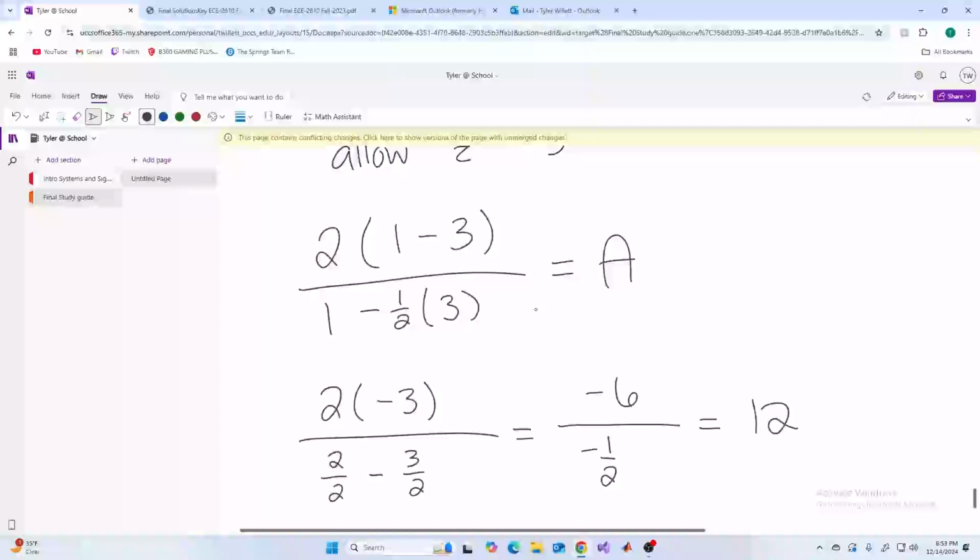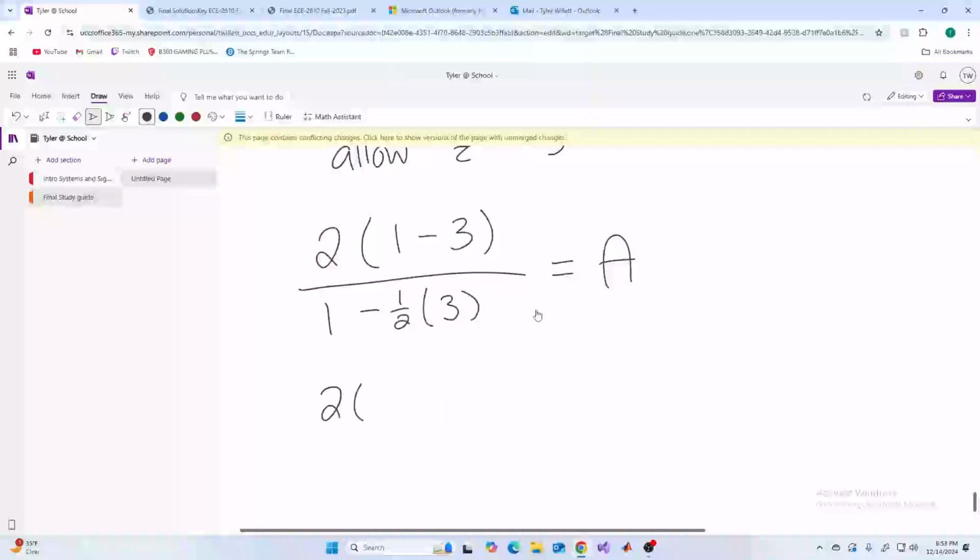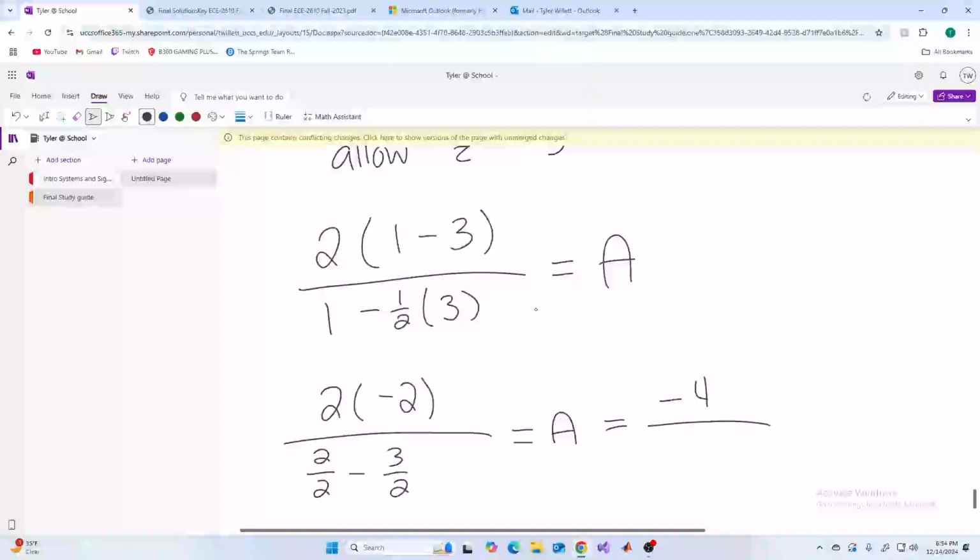No, I'm so sorry. 1 minus 3 is not negative 3. Let me clean that up. I'm so sorry. I hope you saw my little mistake there. Okay, 1 minus 3 is negative 2 all over 2 over 2 minus 3 over 2. Sorry for my mistake. That equals A. So I can say A equals negative 4 all divided by negative 1/2, which equals 8.